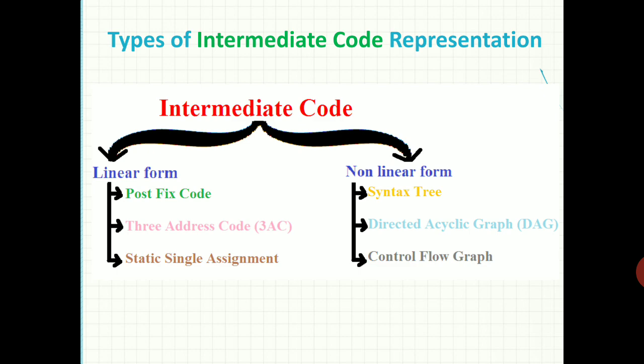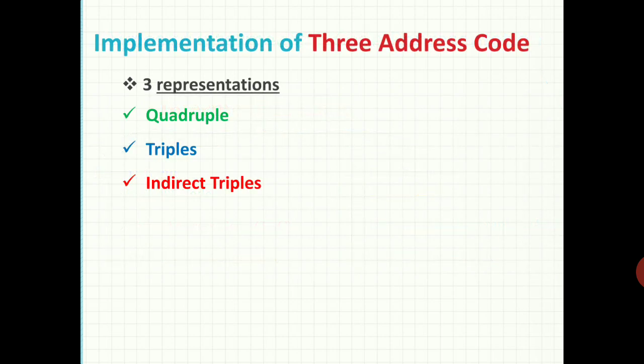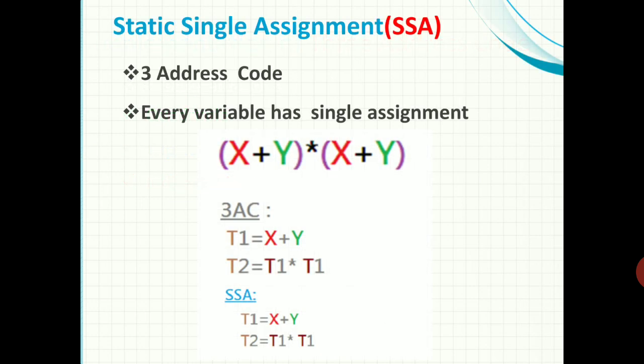We know that there are two forms of intermediate code, that is linear form and non-linear form. The linear form consists of postfix code, three address code and static single assignment. In the non-linear form, it contains syntax tree, a directed acyclic graph and a control flow graph. In the previous session, we saw the different representations of three address code, that is quadruple, triple, and indirect triple. Today, we are going to see another representation, that is static single assignment.